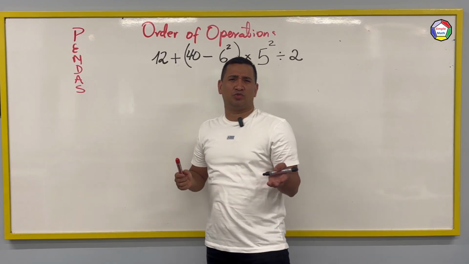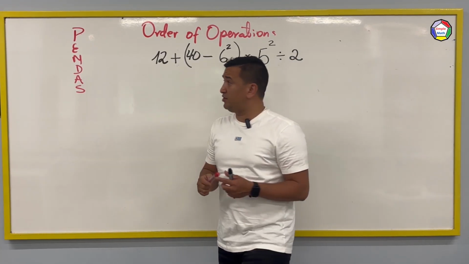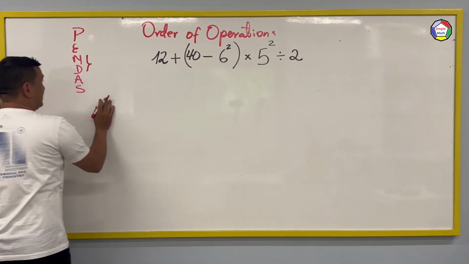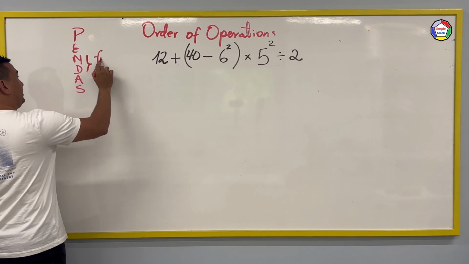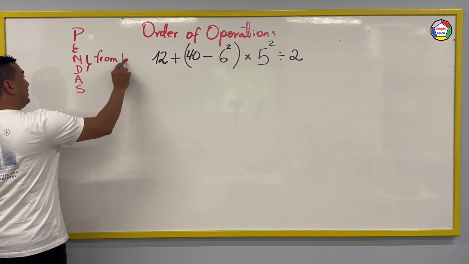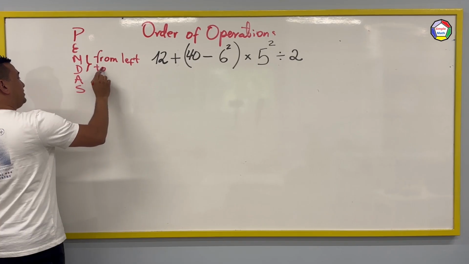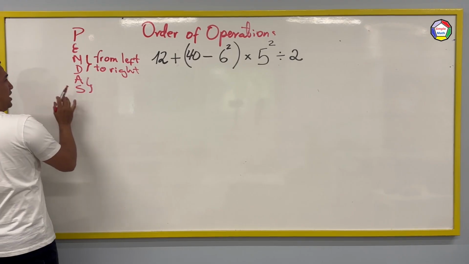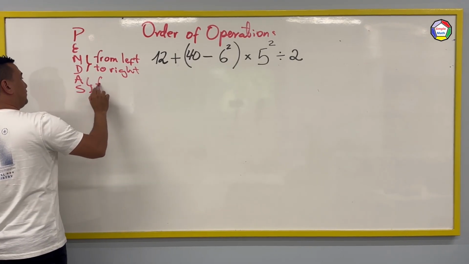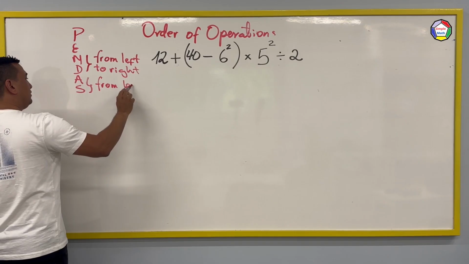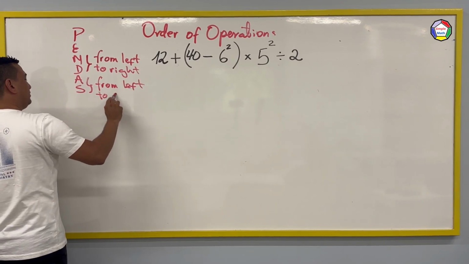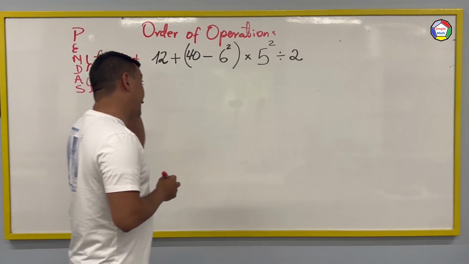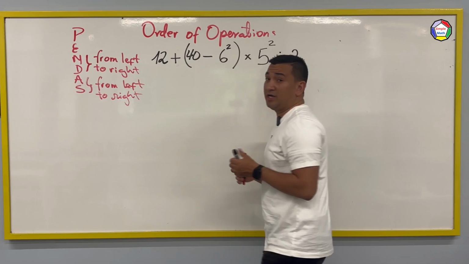But I forgot to tell you something very important in the previous video, and it is this. Multiplication and division, yes, that's the order, but it works from left to right. And this one, which is addition and subtraction, also works in the same way, from left to right. Okay? From left to right. So let's work based on PEMDAS.